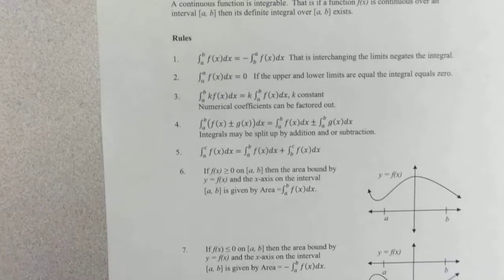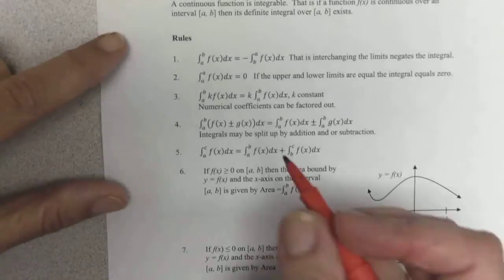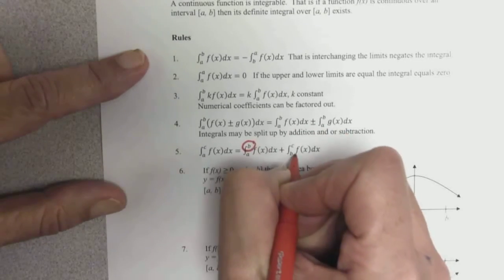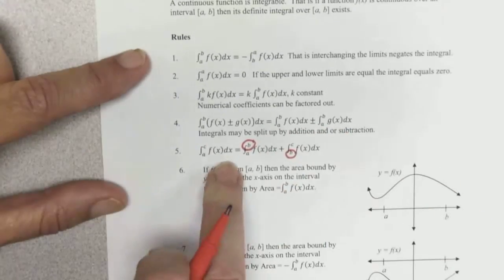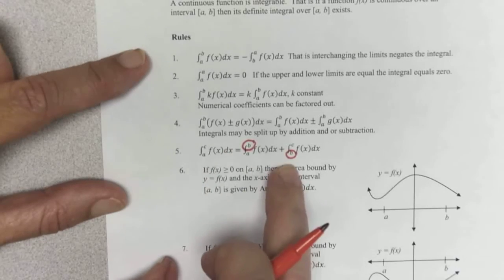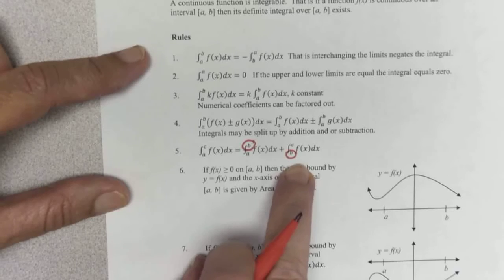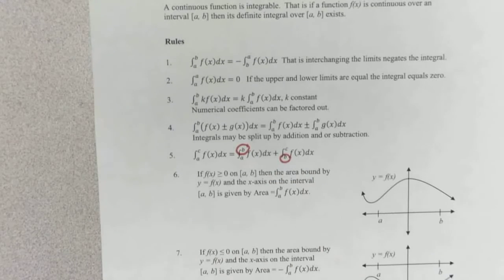5, the integral from a to c of f of x dx equals the integral from a to b of f of x dx plus the integral from b to c of f of x dx. And so you need to note what's going on here. The upper limit of the first definite integral and the lower limit of the second definite integral are the same. And that's for any value of b.